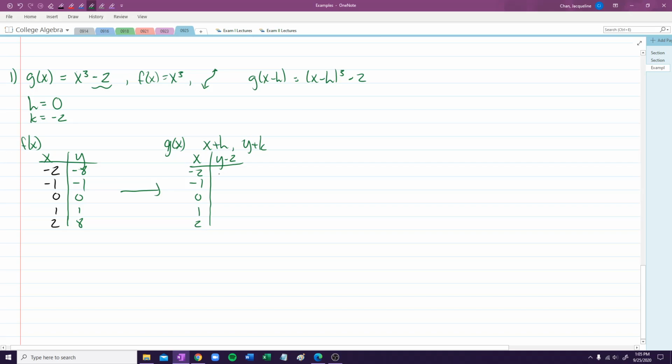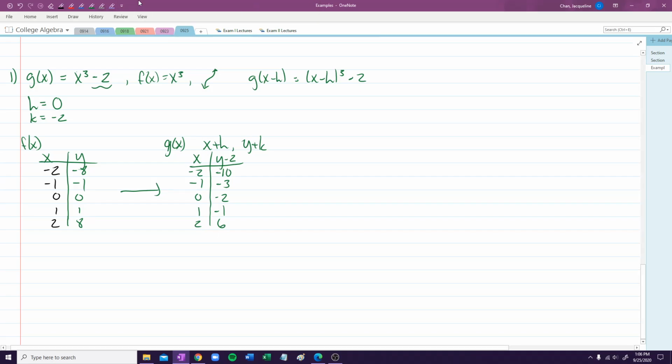And y equals y minus 2. So negative 8 minus 2 is negative 10. Negative 1 minus 2 is negative 3. Sorry, I told you guys, I cannot do math today to save my life. Then 0 minus 2 is negative 2, negative 1 is negative 1 minus 2 is negative 3, and 8 minus 2 will be 6.